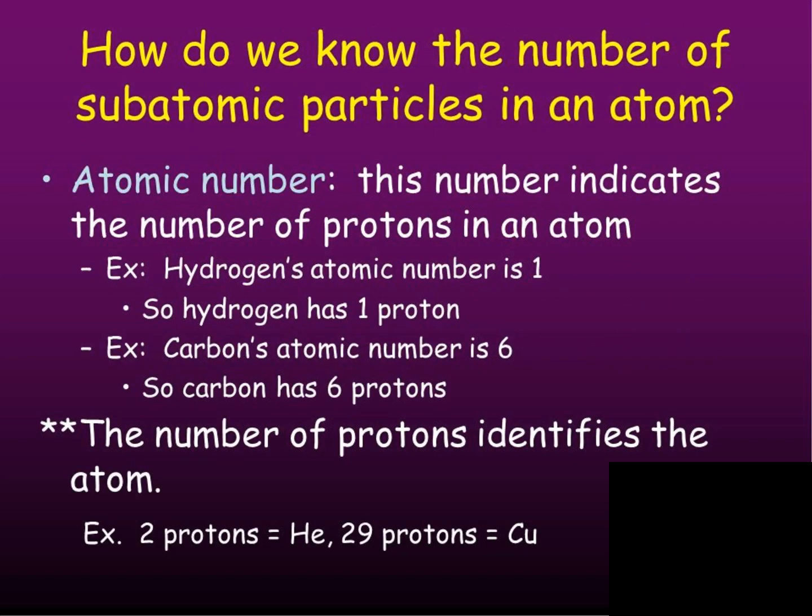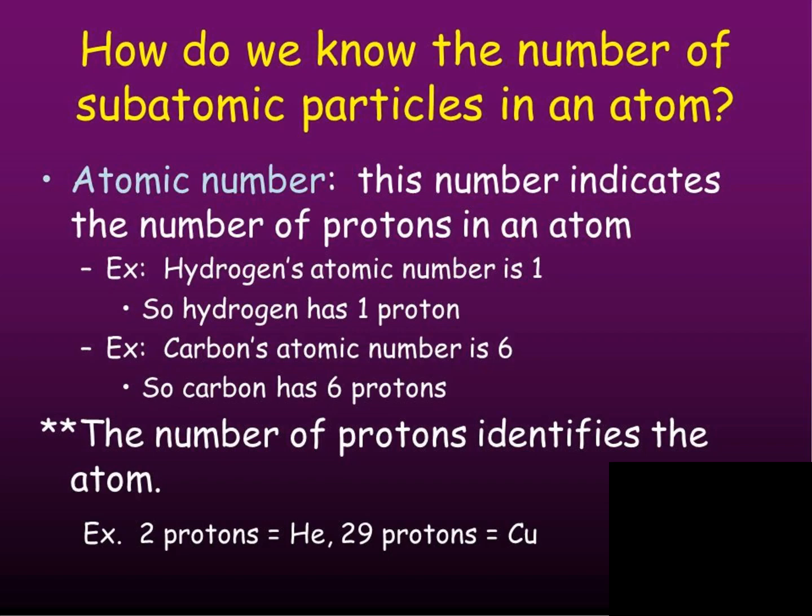How do we know the number of subatomic particles in an atom? ఒక atom లో number of subatomic particles ఎన్ని ఉన్నాయో తెలుస్తుంది. It is known by the atomic number. This number indicates the number of protons in an atom. Hydrogen atomic number is 1, so hydrogen has 1 proton. Carbon atomic number is 6, so carbon has 6 protons in it.